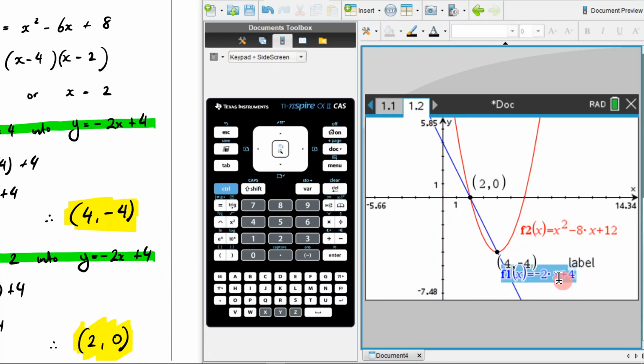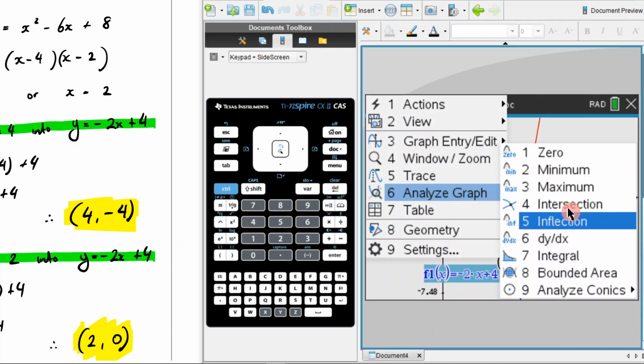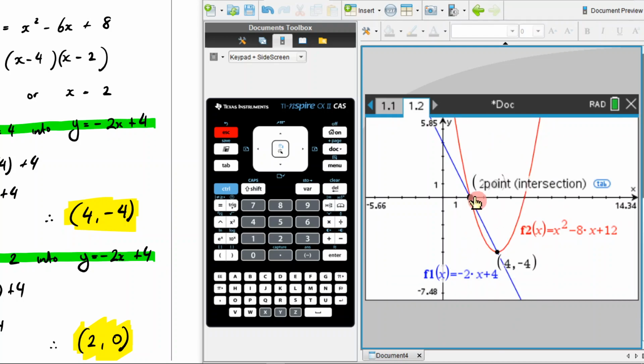Important things to note here, just little things. When we're using the analyze intersection one, you can't go over two at once. So if you try to find them all at once, it won't work. You have to do one at a time, which is annoying, but what can you do? That's just the way it is. So this is one way of finding the points of intersection.